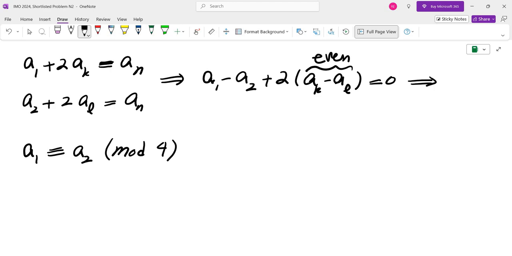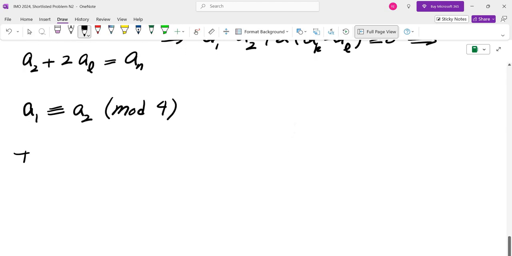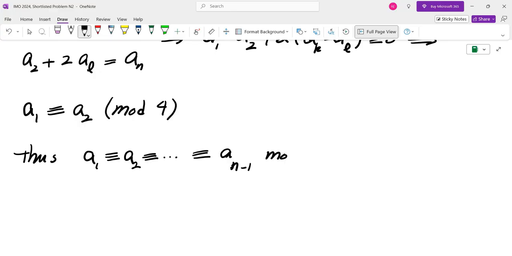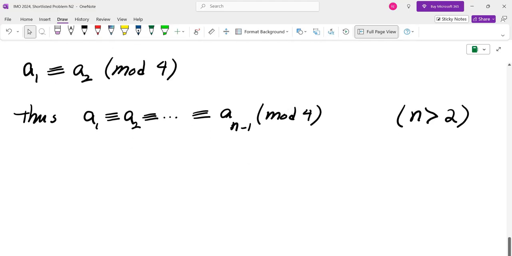So I can do the exact same thing for every two numbers in this set. So this tells us that A1, A2, all the way to AN minus 1 are congruent to each other mod 4. And I'm assuming that N is more than 2. I'm going to start from N equals 3 and above. So let's see what this gives us.